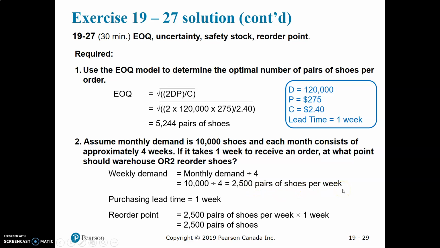per week. We already know that our lead time is 1 week, and so our reorder point is 2,500 pairs of shoes per week times 1 week of lead time, which is equal to 2,500 pairs of shoes. So we should place the order as soon as our stock is at about 2,500 pairs of shoes.